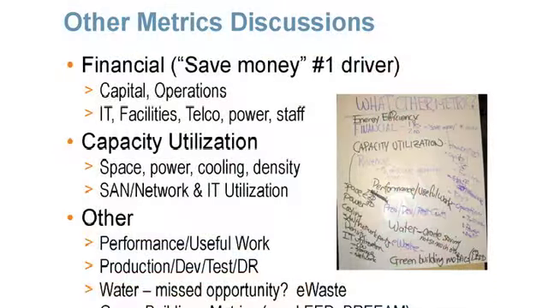The rest of the discussion we had around the general kind of metrics was, what other areas of metrics do we think there's need for work in? You can see some of the things that we talked about: financial, and capacity and utilization in terms of the different areas of facilities and IT. Performance and useful work, which we'll talk about in a few minutes, and the idea of how your systems are split across production and development and disaster recovery.